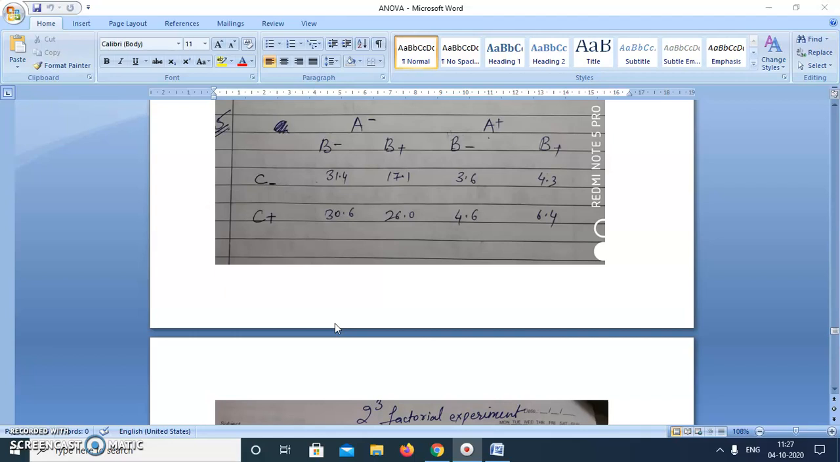Whatever the question is, the basic part is that we are given the effect of 3 factors on the extension modulus of knitted fabrics. The 3 factors have 2 levels, that is, factor A has A minus and A plus levels, factor B has B minus and B plus levels, and factor C has C minus and C plus levels. Now how to apply the ANOVA technique on a factorial design, we will try to understand in this class.